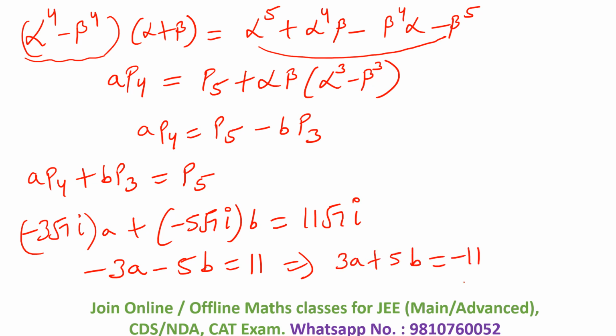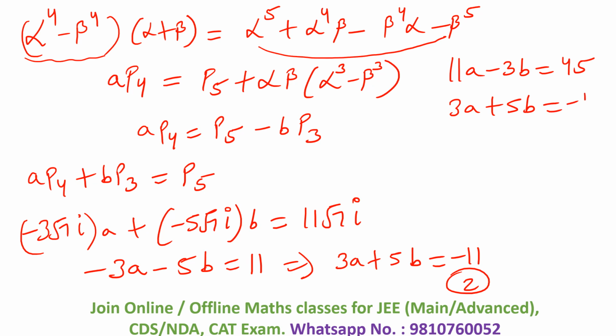So this is our second equation. Now just solve both the equations by using the method of coefficient elimination. The first equation was 11a minus 3b equal to 45, and this is the second equation, 3a plus 5b equal to minus 11. Multiply the first equation by 5 and multiply the second equation by 3 and add both of them.